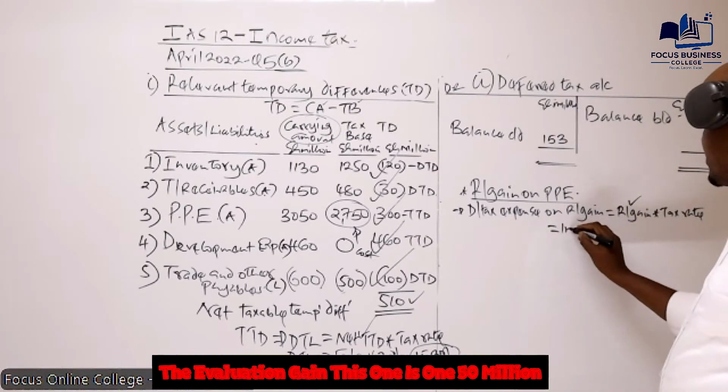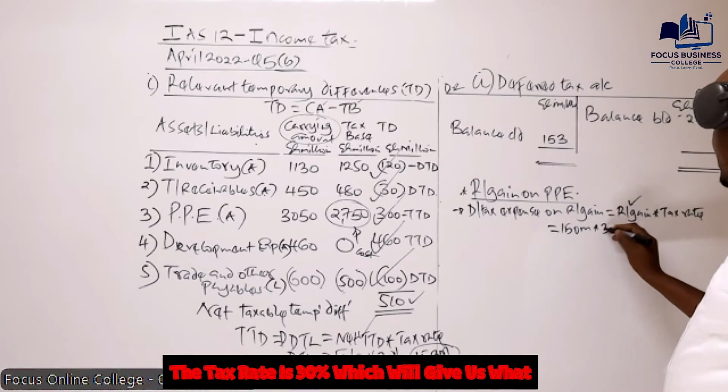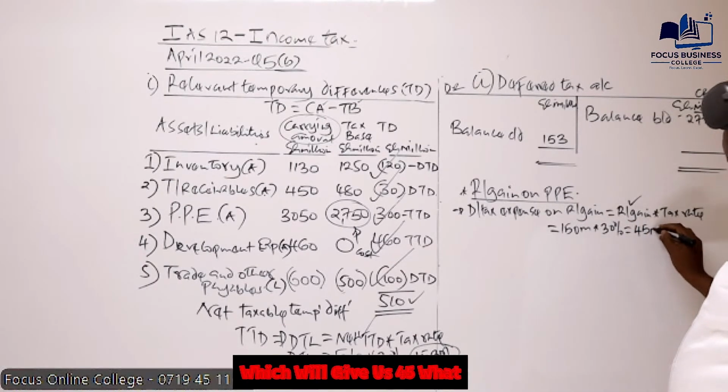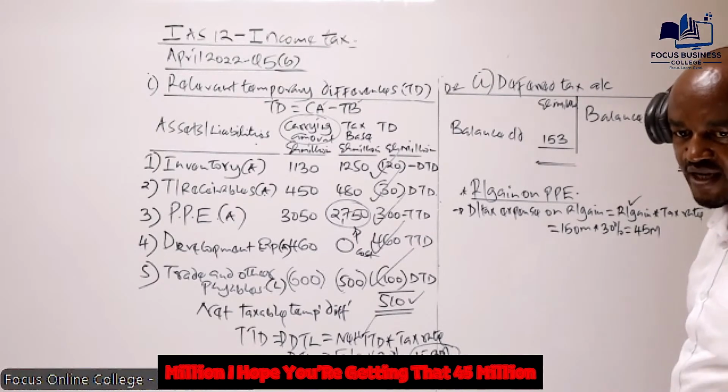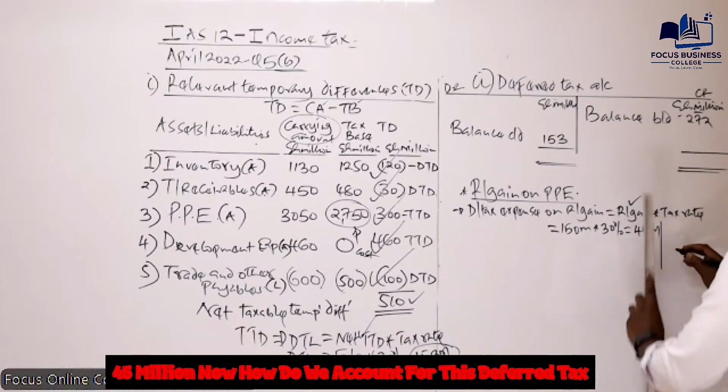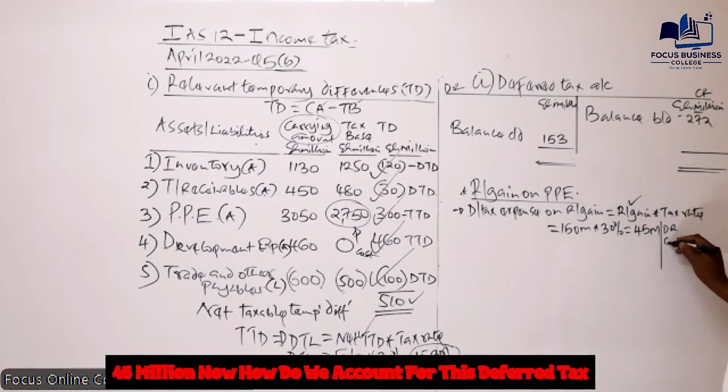So in our case, as per the last sentence of note number 3, the revaluation gain is 150 million. The tax rate is 30%, which will give us 45 million. I hope you're getting that. 45 million.